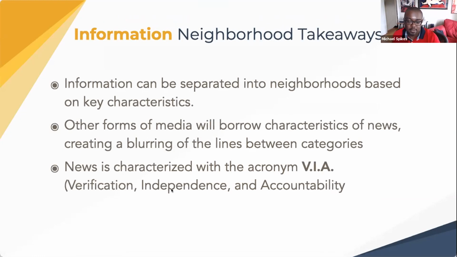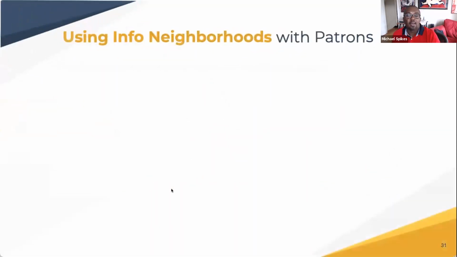News can be characterized with the acronym VIA, that's verification, independence, and accountability. Now, how could we think about using this in libraries? These come from some of the ideas that have been submitted in some of the projects that I've worked on with librarians before.